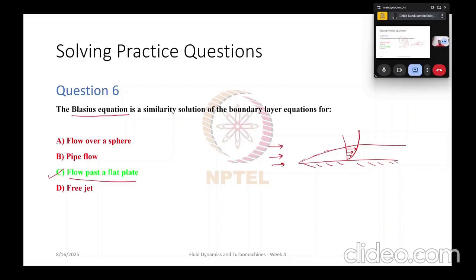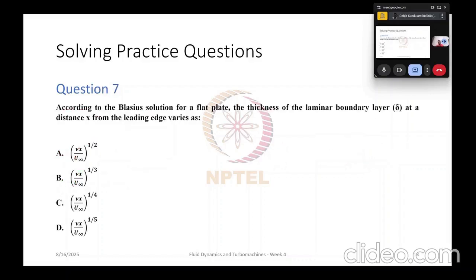Okay, so let's move on. We'll move on to question number 7 now. According to the Blasius solution for a flat plate, the thickness of the laminar boundary layer delta at any distance x from the leading edge varies as what?